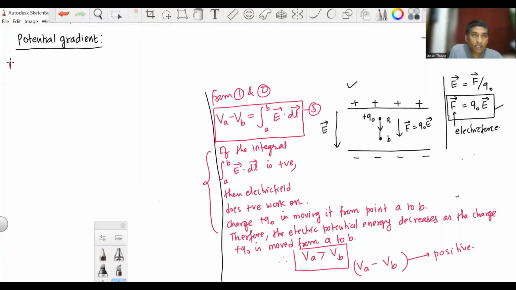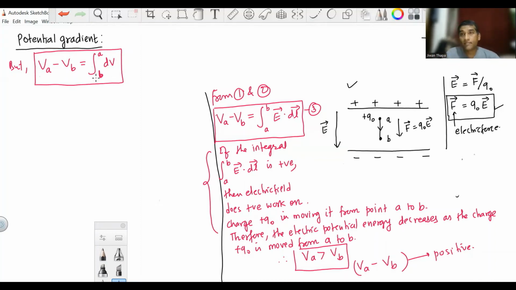Now we know this. VA minus VB equals integration from B to A dV. So if we look into the right hand side, the lower limit is B and the upper limit is A. So we are integrating from B to A, means we are integrating from lower potential to higher potential. So this is to be noted.